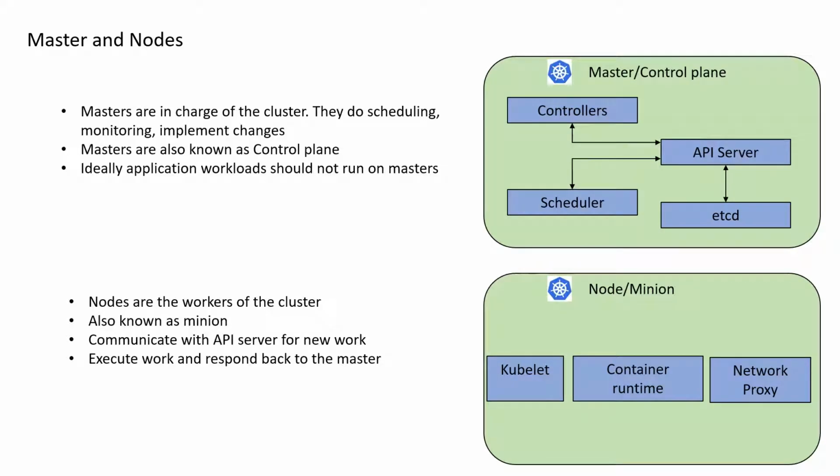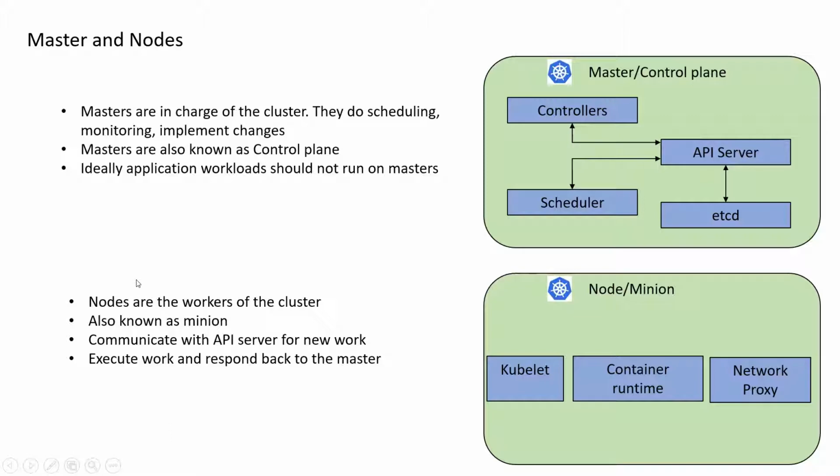Before we begin the demo, there are some concepts that we need to understand. A Kubernetes cluster is made up of masters and the worker nodes. Masters are in charge of the cluster. Basically, they do the scheduling, monitoring, and implement changes. They are also known as the control plane. As you see in the figure, it consists of components like controllers, scheduler, API server, and etcd. Ideally, application workloads should not run on masters.